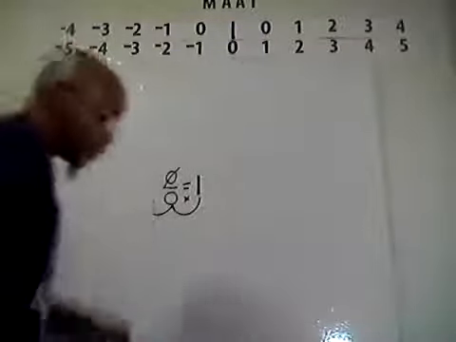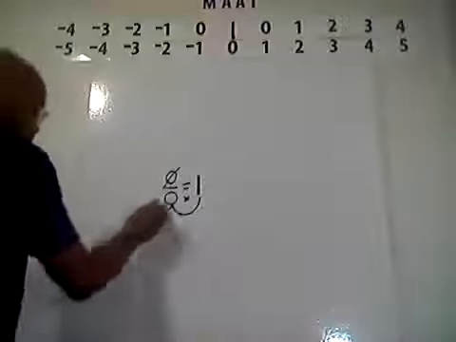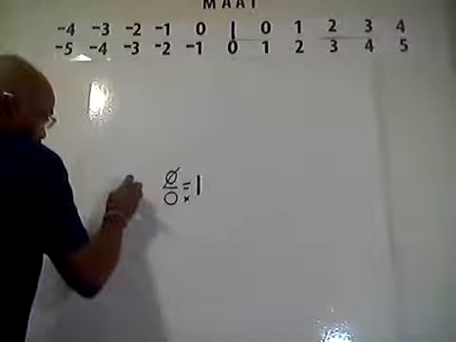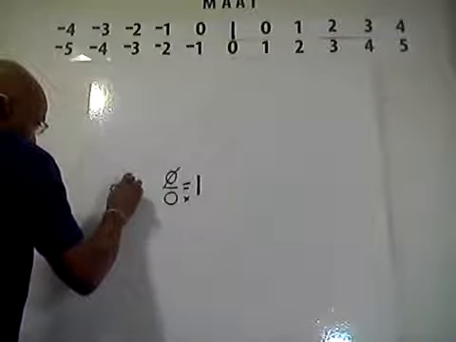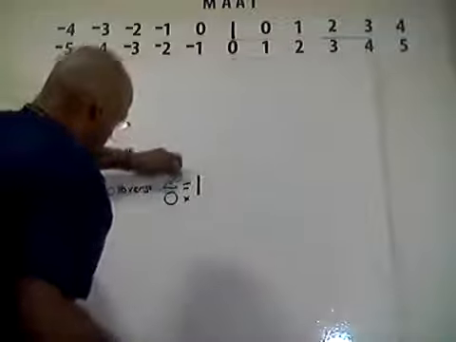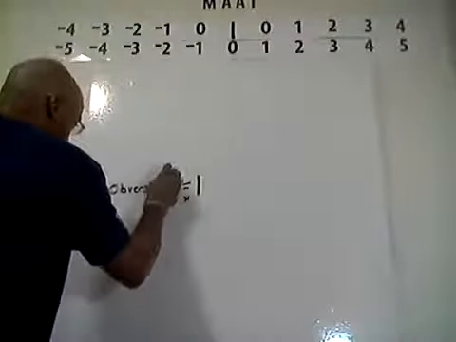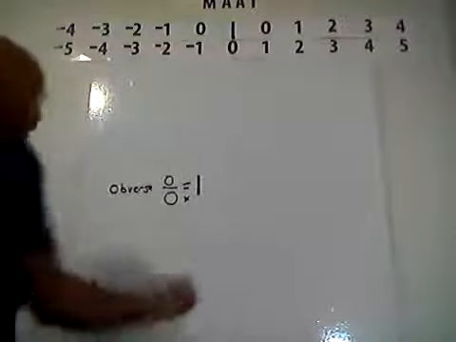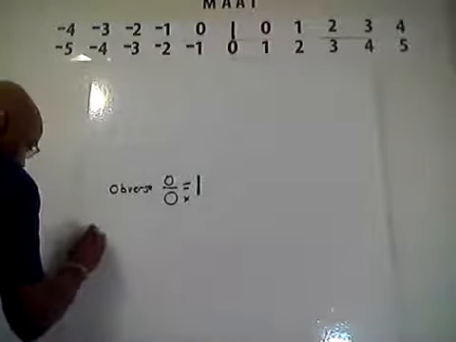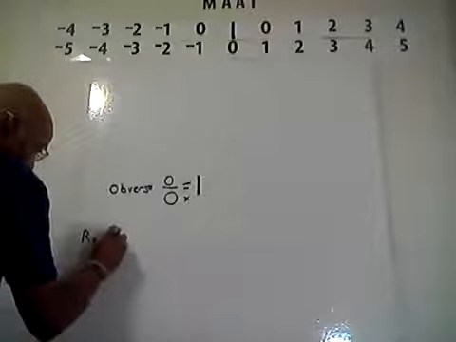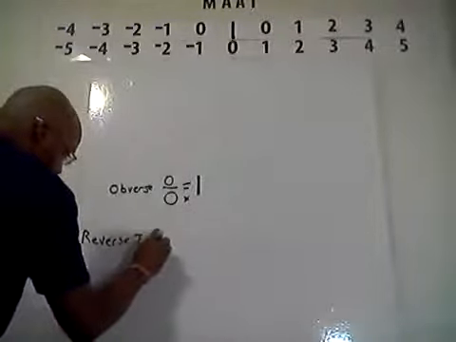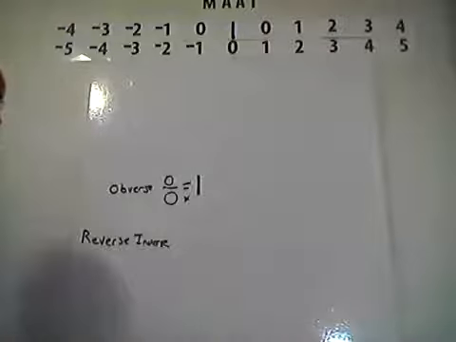So once we do the reverse inverse, we have 3. We have the obverse, which this is the obverse. And then I like to do it this way, the reverse inverse. We have the reverse inverse.